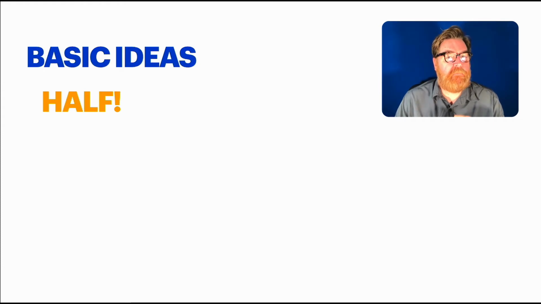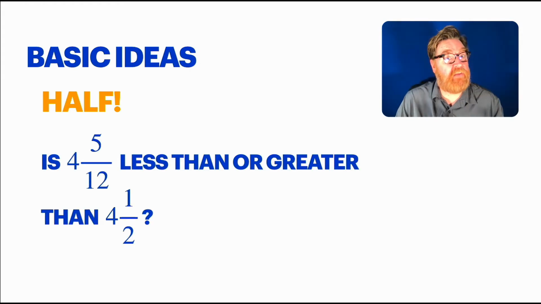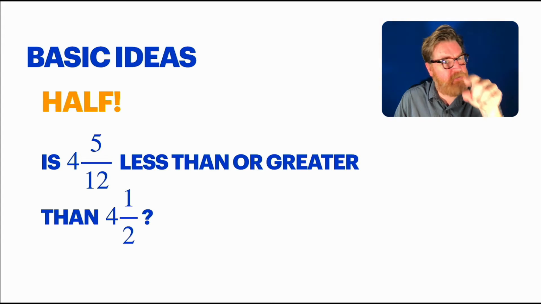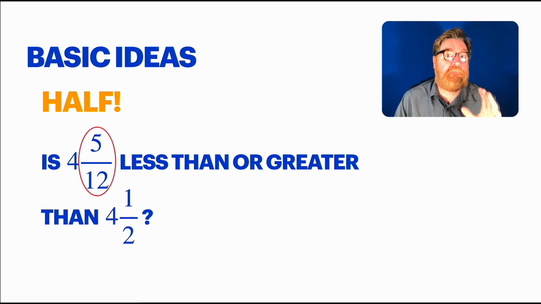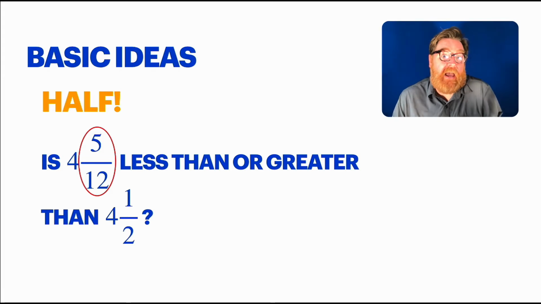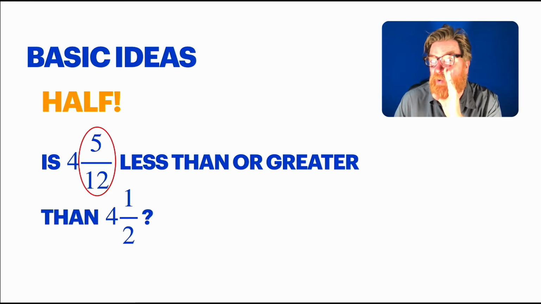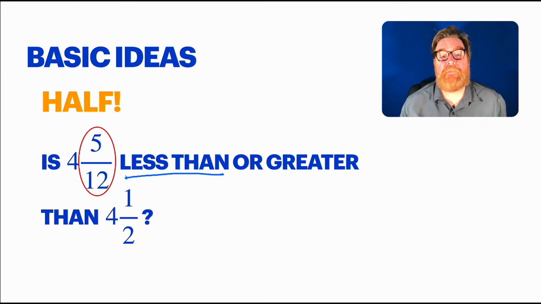Half was a really important benchmark with our fractions, and it stays that way in the mixed numbers. For example, 4 and 5/12. Is that less than or greater than 4.5? Well, I see you looking. I can see your eyeballs looking at the 5/12 part. That's really the crucial thing. So ask yourself, is 5/12 less than or greater than 1/2? Based on our work before, we know that's less than a half, because half is 6/12. We've only got 5/12. So 4 and 5/12 is less than 4.5.